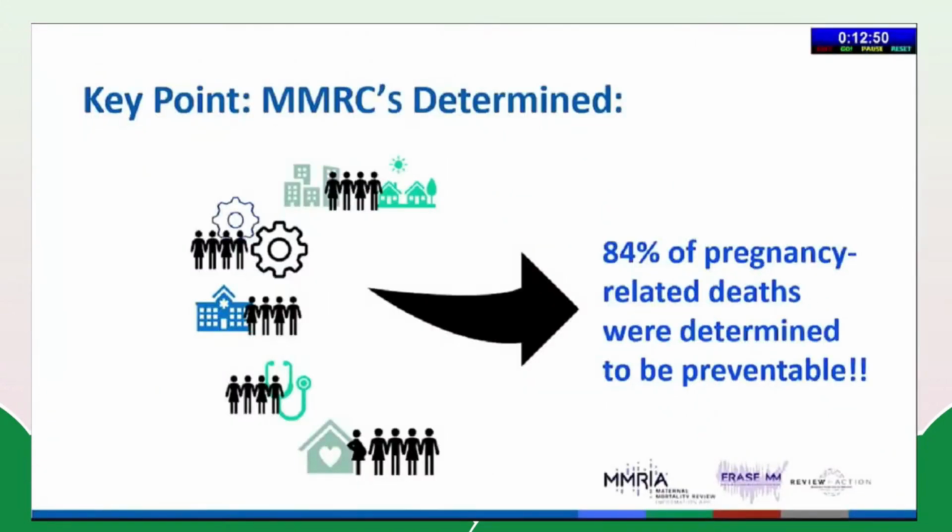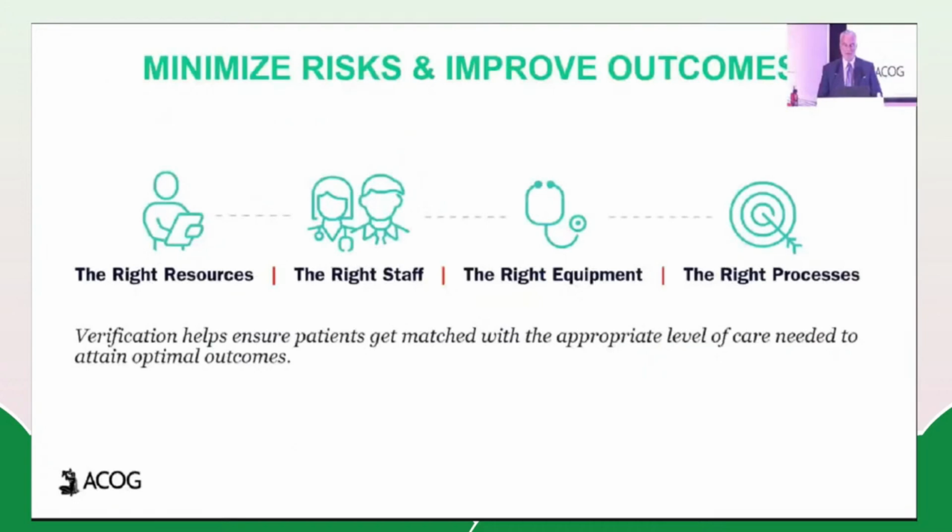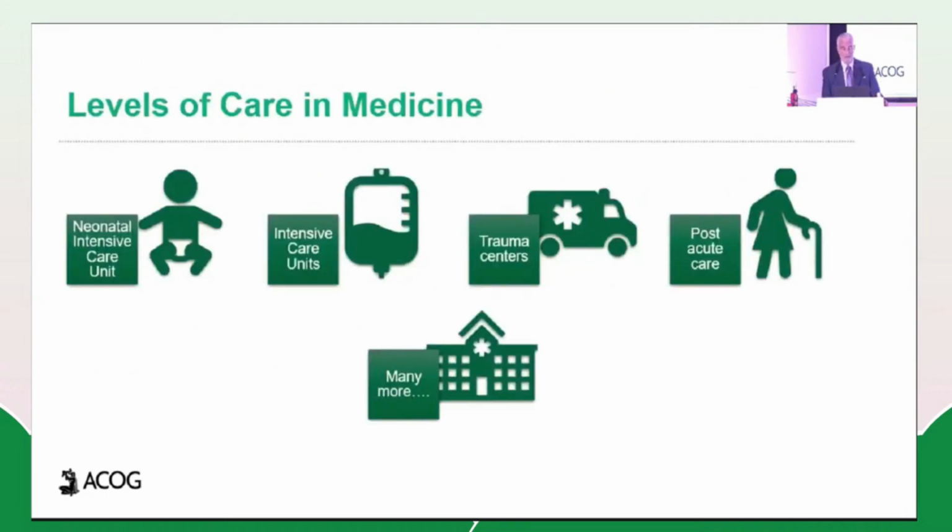The maternal mortality review committees, one of the things they do when they review these deaths is determine if they can be preventable. And it was determined that resources, the right equipment, and the right processes matter. And it's really important to verify that you really have what you think you have, because you think you have things, and then you go looking for them, and you realize you don't. So it's really critical that verification is involved.